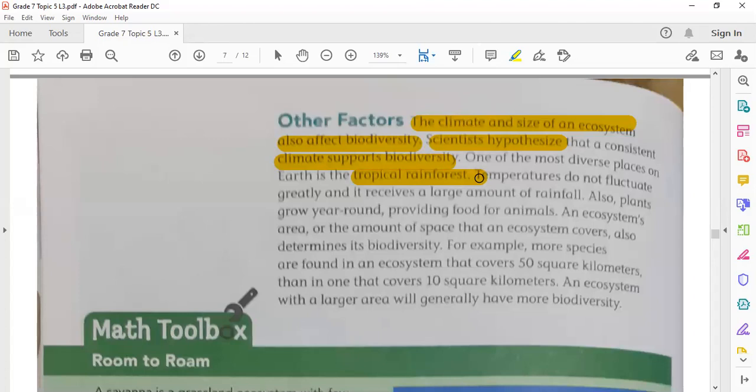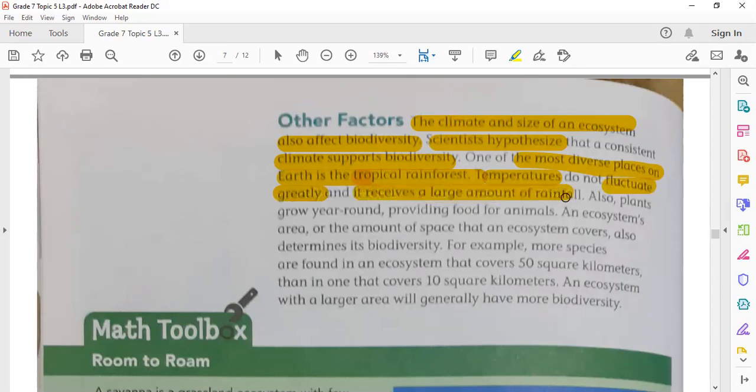Okay, so this is an example of the effect of the climate, because the climate is very good in the tropical rainforest. The tropical rainforest is the most diverse ecosystem or place on Earth, because there is a lot of rain, a lot of water, the temperature is warm, so many organisms live there. In the tropical rainforest, temperatures do not fluctuate greatly, and it receives a large amount of rainfall.